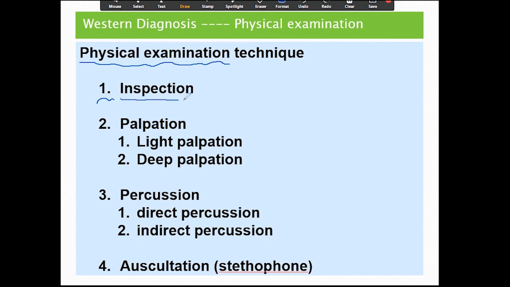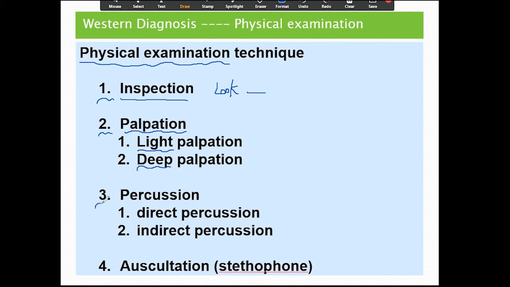Inspection, just looking. We look at the superficial skin, or maybe look from the head to the toe, all over. And the second way in physical examinations is palpation. Palpation is using our hands to touch the patient. We can touch lightly, that's light palpation, or with deeper touching, that's deep palpation.